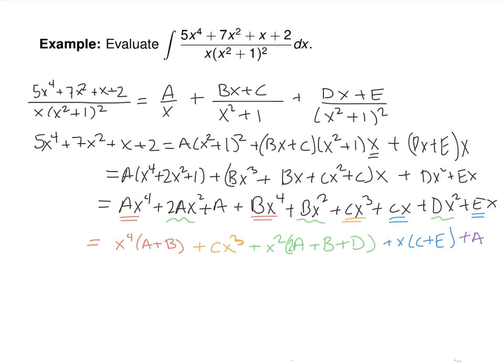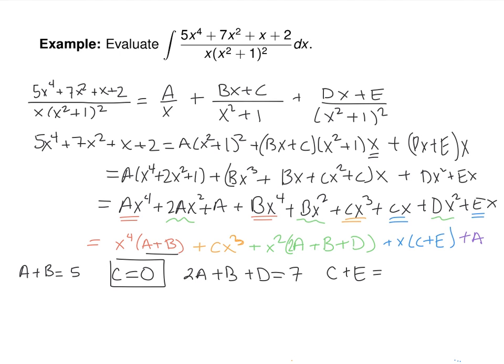Now going term by term, A plus B has to equal 5. Okay, Cx cubed. Well, then C has to be 0 because there are no x cubes. So that one's done. Let's box it so we know we have it. 2A plus B plus D has to equal 7. C plus E has to equal 1. And A must be 2.